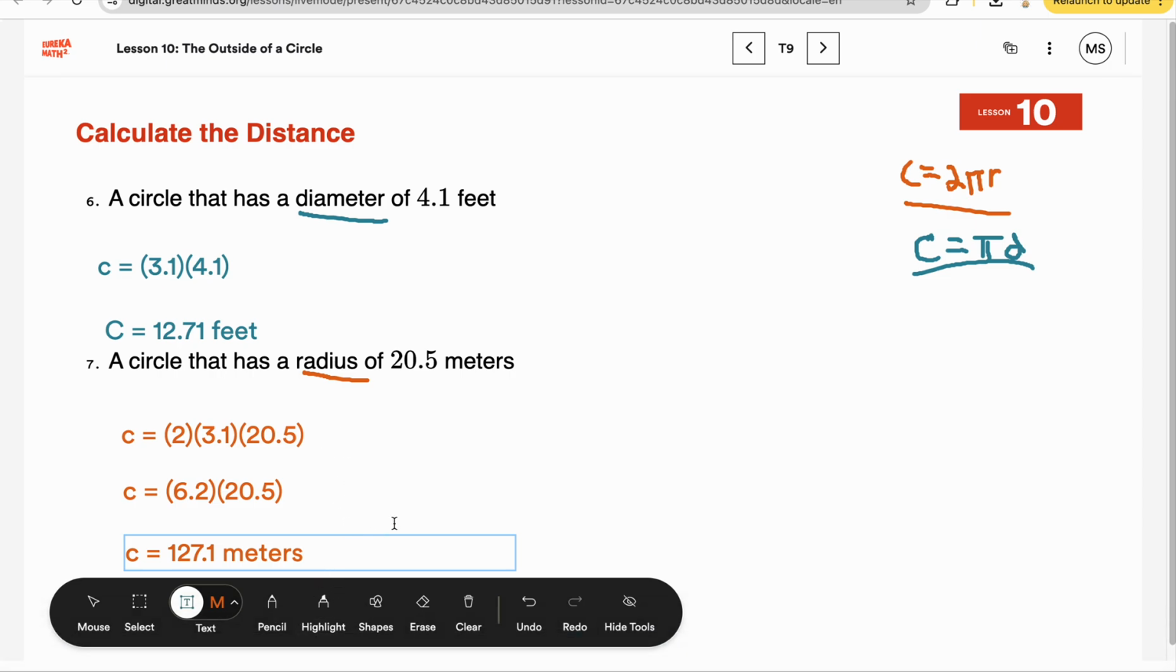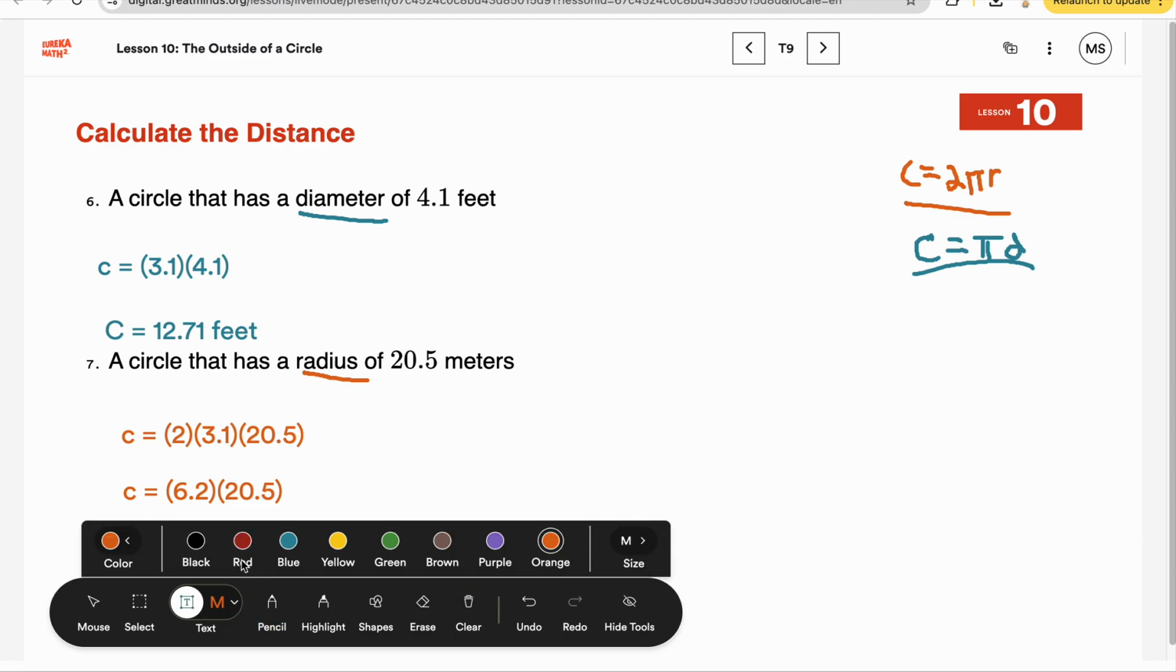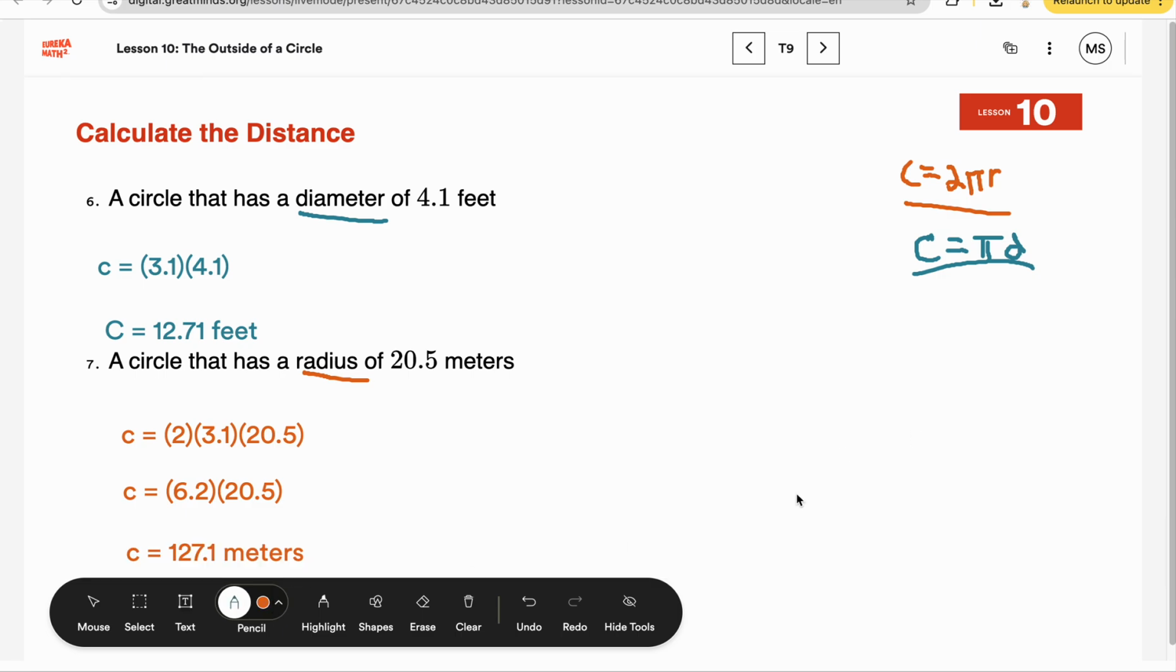Okay, so your assignment is in Google Classroom. You are going to do workbook pages that start on page 173, I believe, until 176, but double check Google Classroom to see the pages that you are going to be working on today.